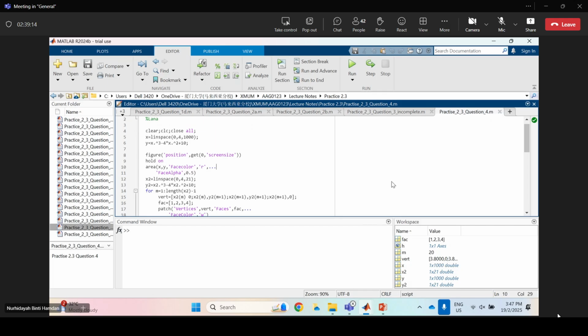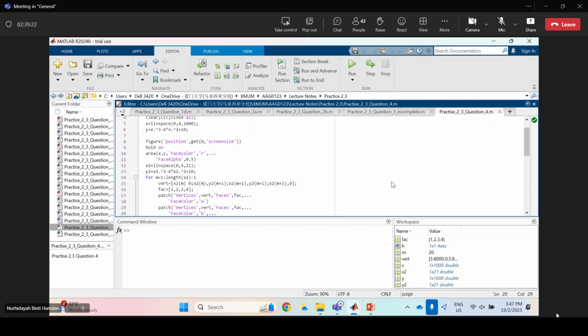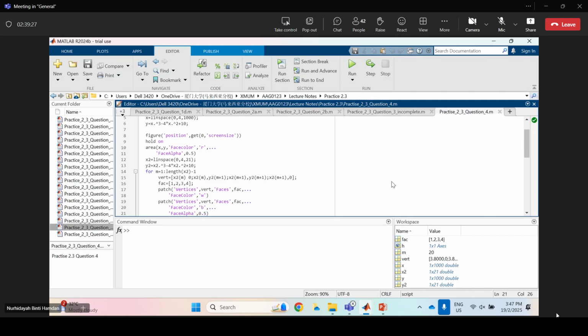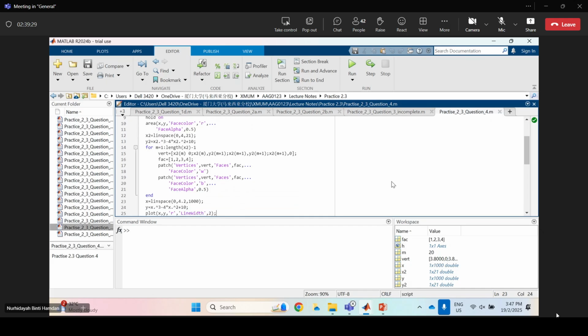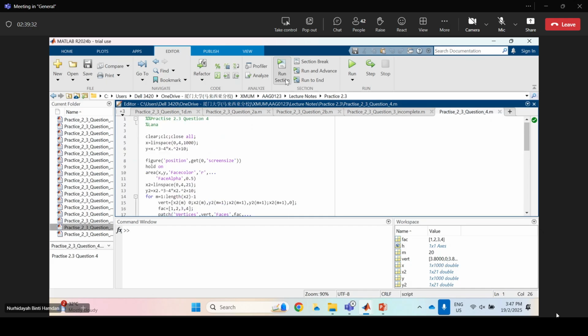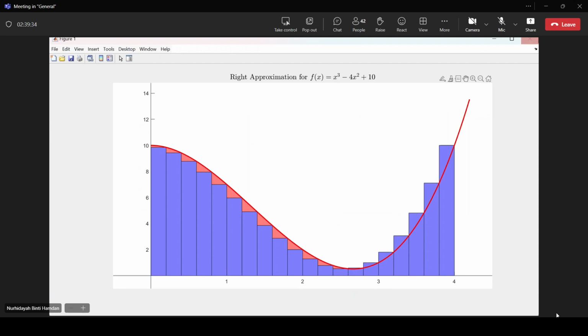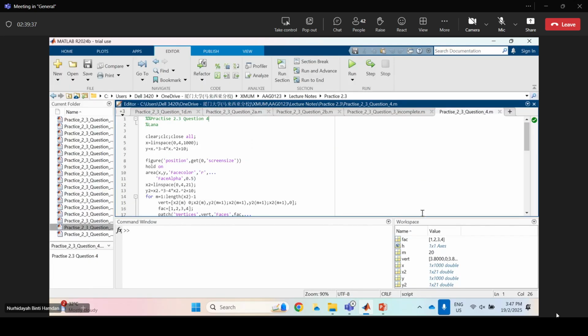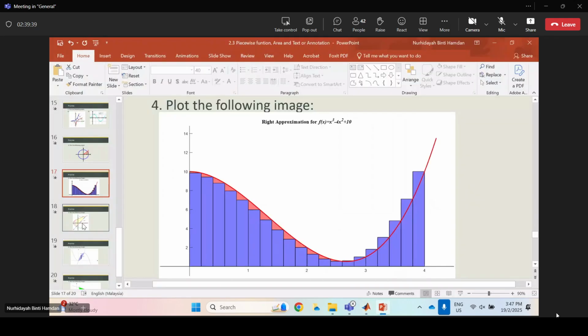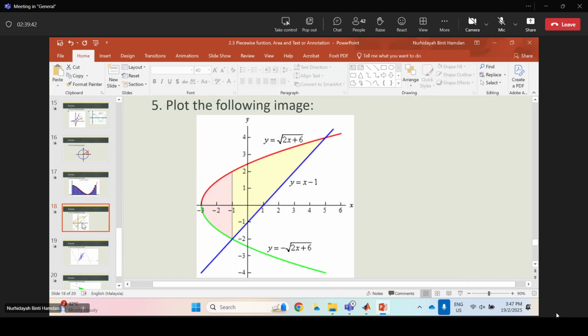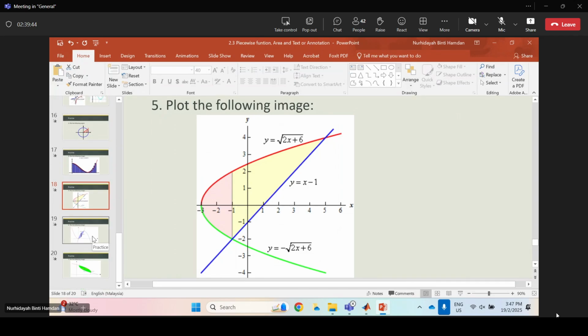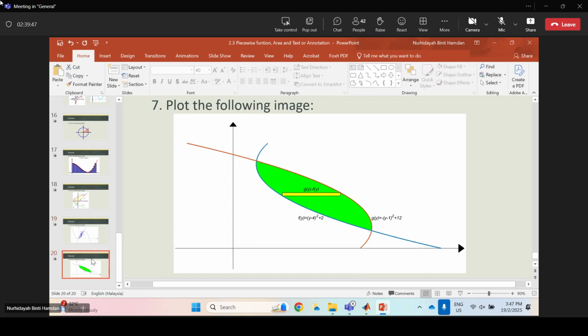Okay, so this one I also specify my space color. This one is for your knowledge. We are going to learn more in chapter 3 and chapter 4. And the important one is this one. Okay, question 5, question 6, and question 7.